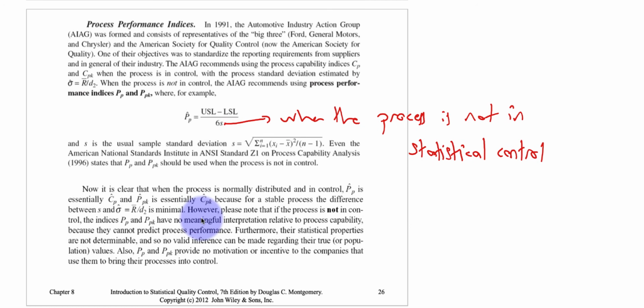And also, if we use directly the sample standard deviation, we can calculate the process performance indices. It was invented for when the processes are not in statistical control. For example, the automotive industry says that we can use the performance indices PP and PPK, and we can use the sample standard deviation directly in the process quality ratio formulations.